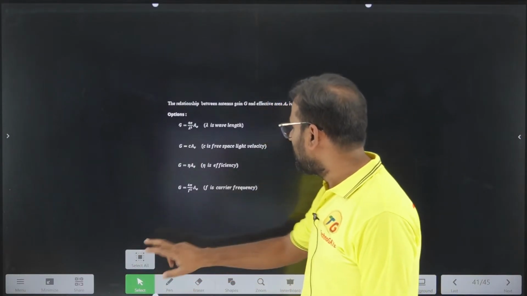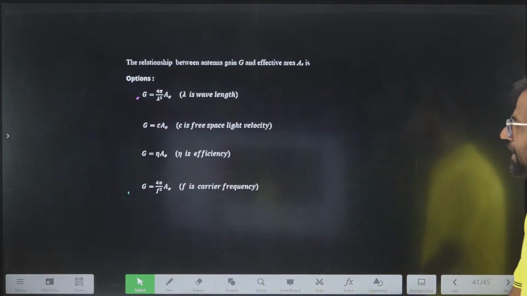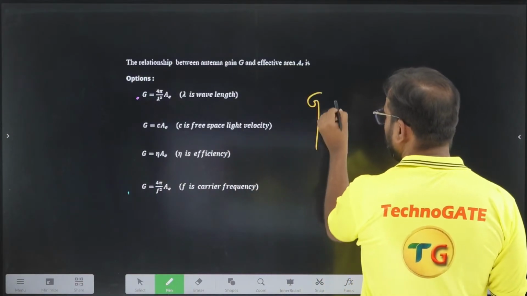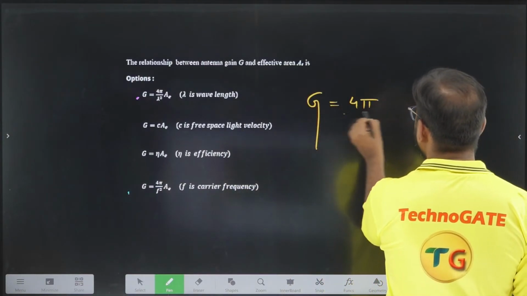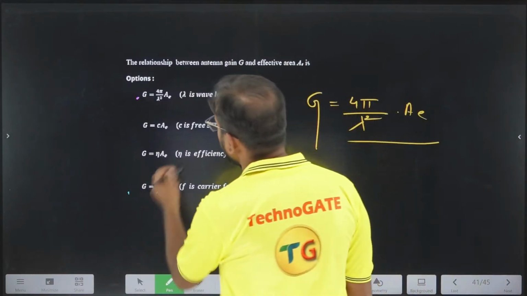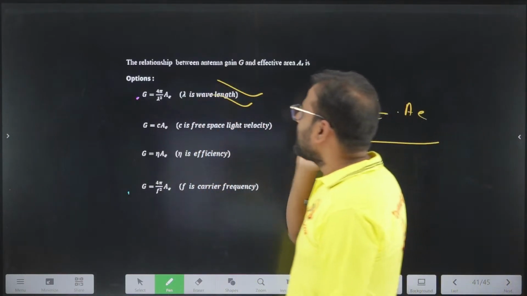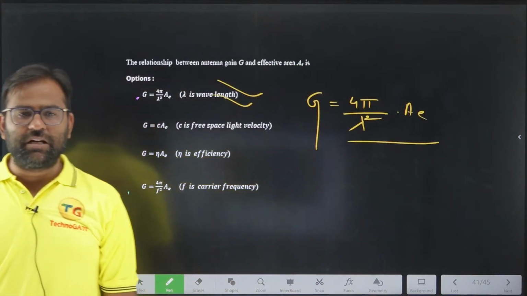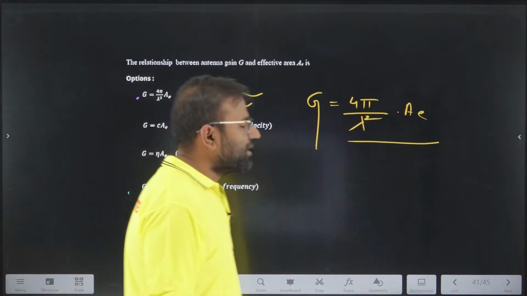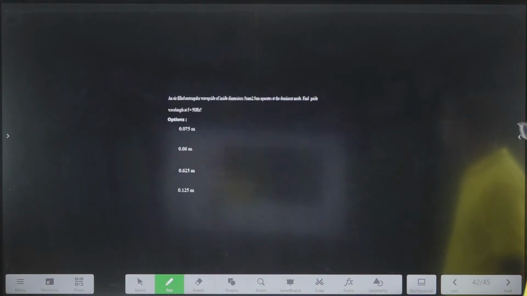Next, the relationship between antenna gain and effective area. You know that G equals 4 pi divided by lambda square, into effective area. So I think this option is correct. Again a formula based question: the relationship between antenna gain and effective area is G equals 4 pi divided by lambda square, into Ae.